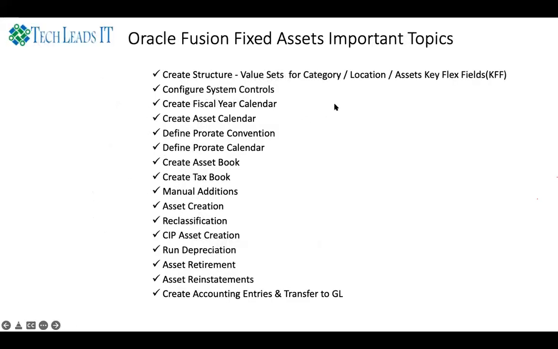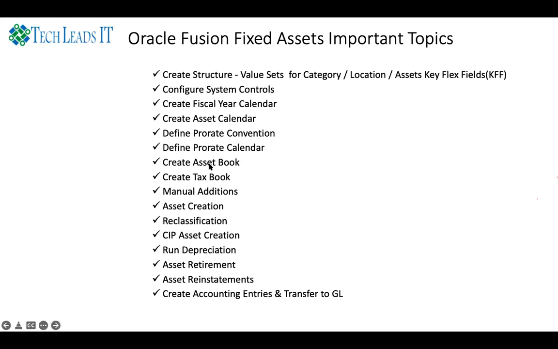When we talk about Oracle Fixed Assets, we will start by understanding the category value sets. These value sets are different from the general ledger value sets. We start defining what a category is in the asset, what a location is, what the key flexfields are, and how we configure the system. The fiscal year calendar or asset calendar is totally different from GL. What differentiates these calendars, and how they play a vital role in depreciation and when we add assets, we'll be discussing in detail.